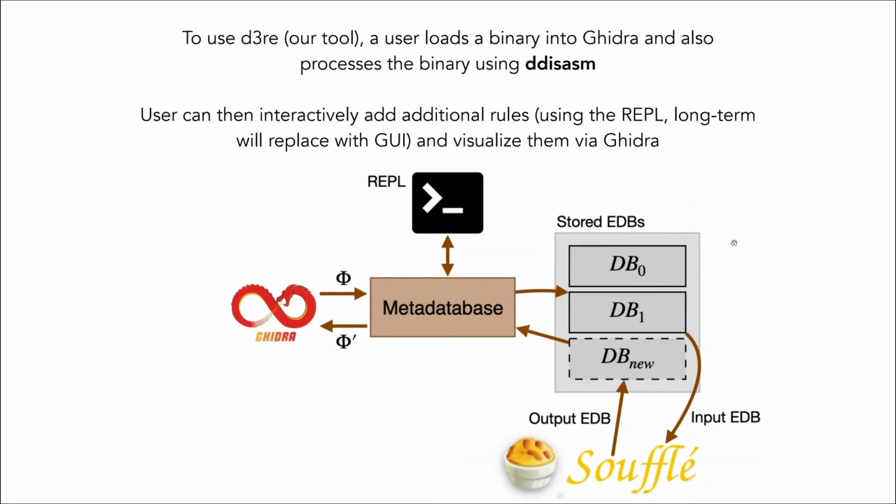So this is the workflow of our tool. First, you load a binary inside Ghidra, and then boot up our plugins, and you will get a repo. And when you have the repos, we will use ddisasm to build the metadata database for your rules. So in your Datalog rules, you can directly use the rules inside ddisasm.